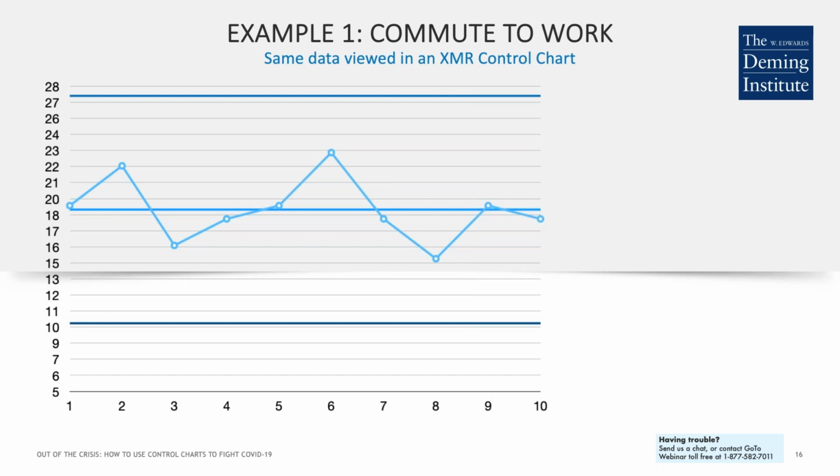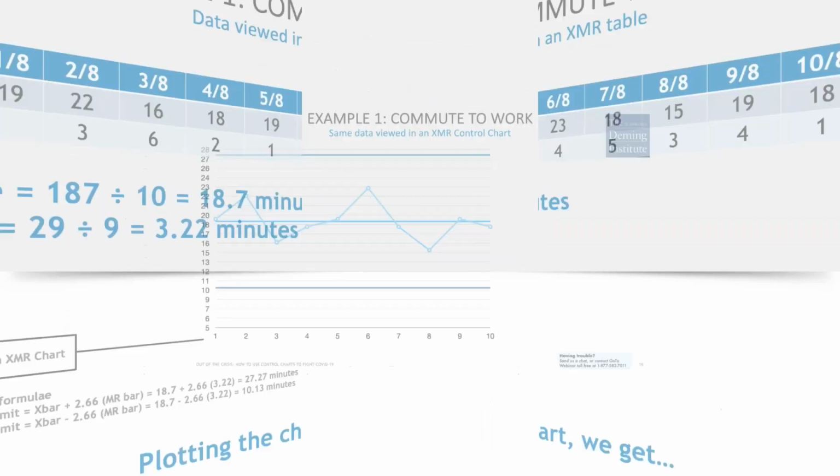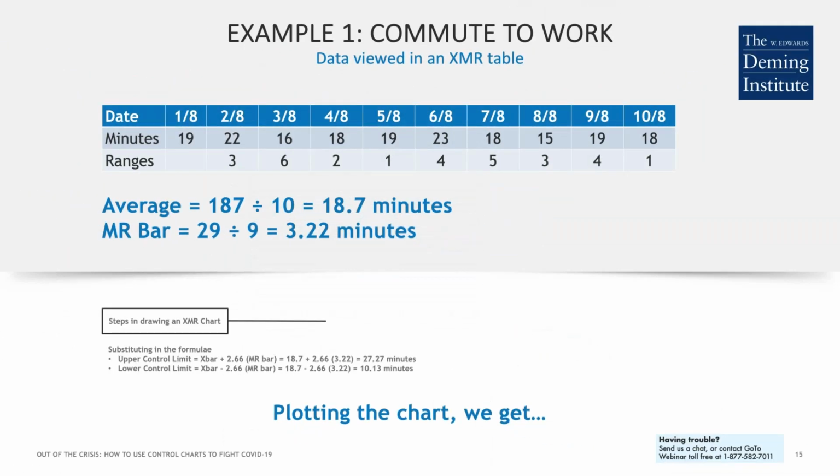The moving ranges, you can see there that we subtract the second data point from the first data point, and we only write down the difference and not the sign. Right. So there are the ranges, and then we divide them by 9 because they're one less. And then we put them into a formula there, and you can see here that we get 18.7 as the average, and the average of the ranges as 3.22.